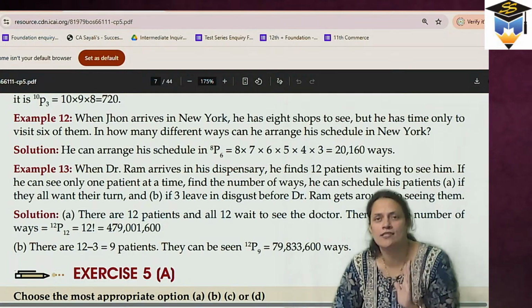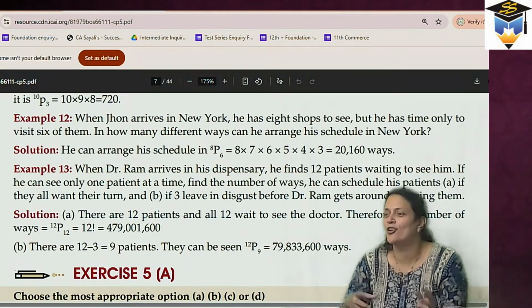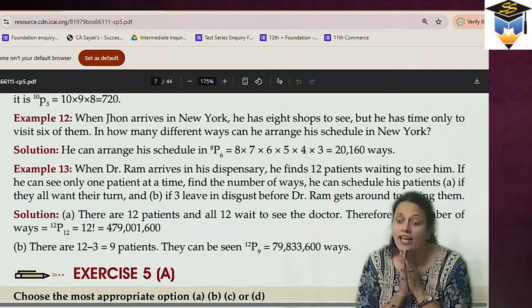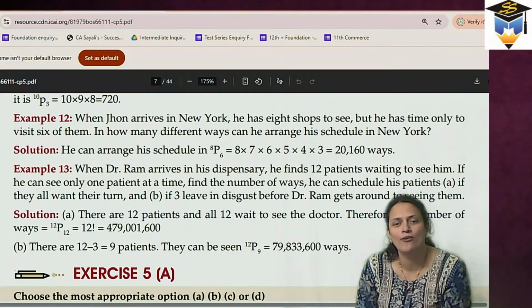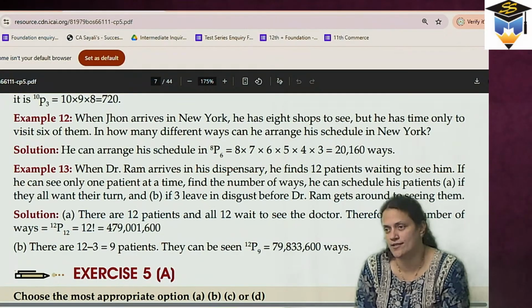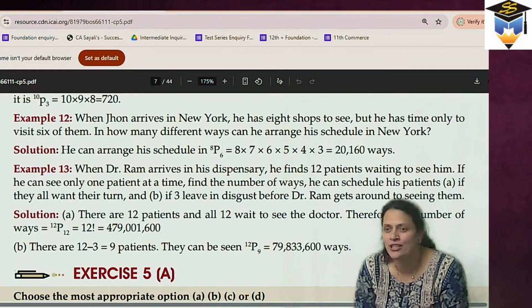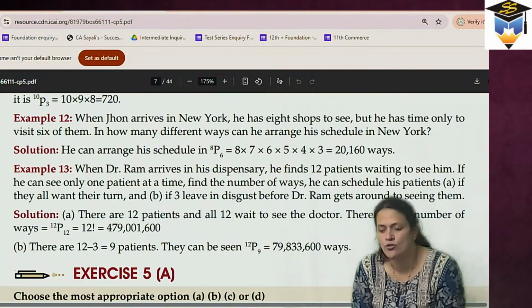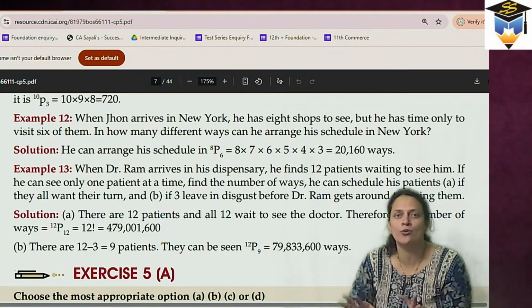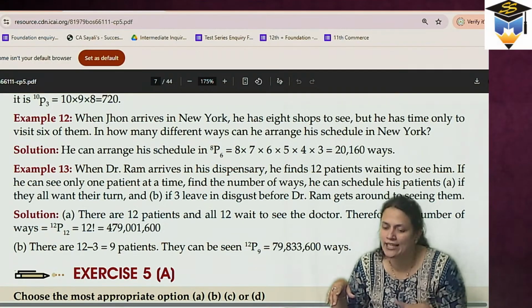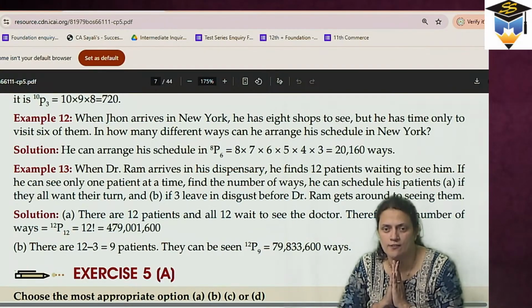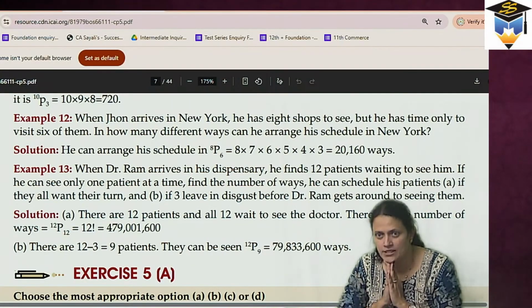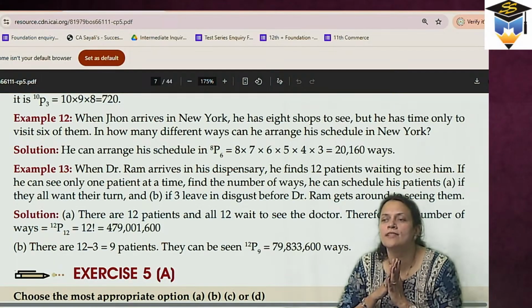Second, if 3 leave in disgust, they are tired of waiting, so they leave. So that can be done in 12P9 ways. Why 9? Because 12 minus 3 is equal to 9. So the total number of patients waiting to visit him is 9. So that can be done in 12P9 ways. Understood? Does everyone understand? Any doubts?